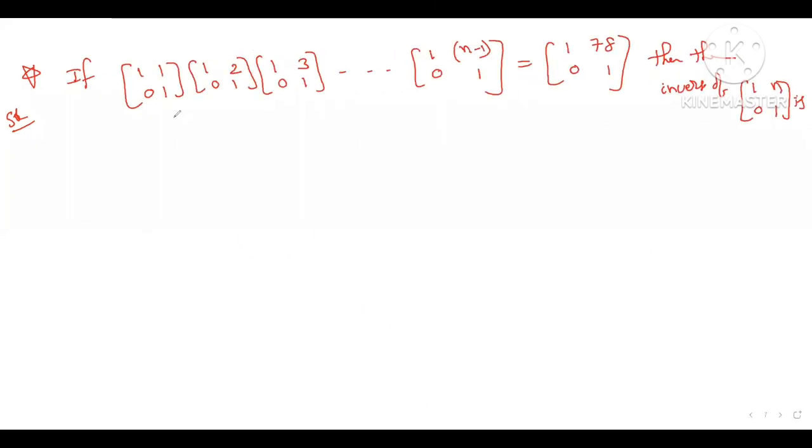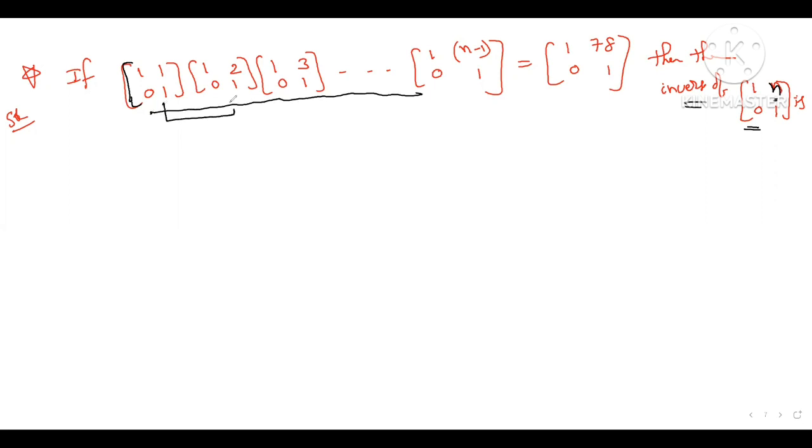Okay, now let me explain the next question. In this statement, one continuous product is given. The product of matrices 1 1 0 1 into 1 2 0 1 into 1 3 0 1 and so on up to 1 n minus 1 0 1 is equal to 1 78 0 1. Then find the inverse of the matrix 1 n 0 1. First find the n value. How to find n value? First find the product of all the matrices.